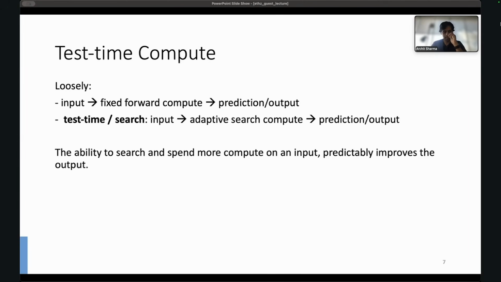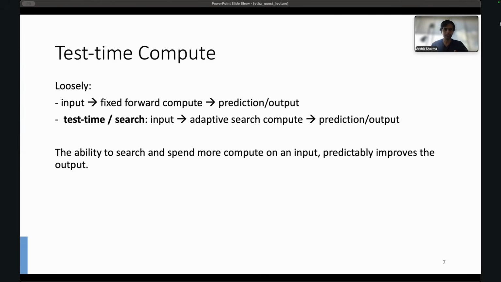Now, what is inference-time scaling and test-time compute? A lot of the machine learning systems, or at least those based on neural networks, were based on a fixed amount of forward computation. You get an input, you do a pass through some neural network, and then you do your prediction or produce an output. And this is a fixed amount of compute that a model will spend before giving you an output.